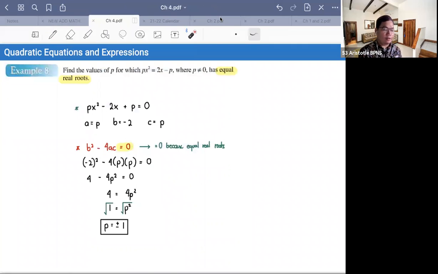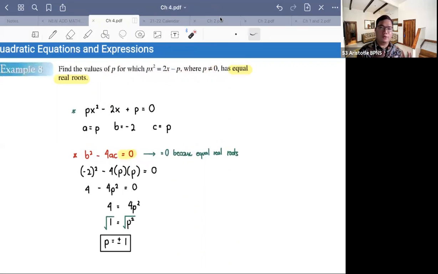Okay, all right, on page 71, example number 8, let's find the values of p for which px squared equals 2x minus p, where p is not equal to 0, and then has equal real roots. All right, class. So you see the word roots, right? If you see the word roots, usually we use the discriminant to figure out the answer for this one. So how can we get the values of p wherein this equation has equal real roots?